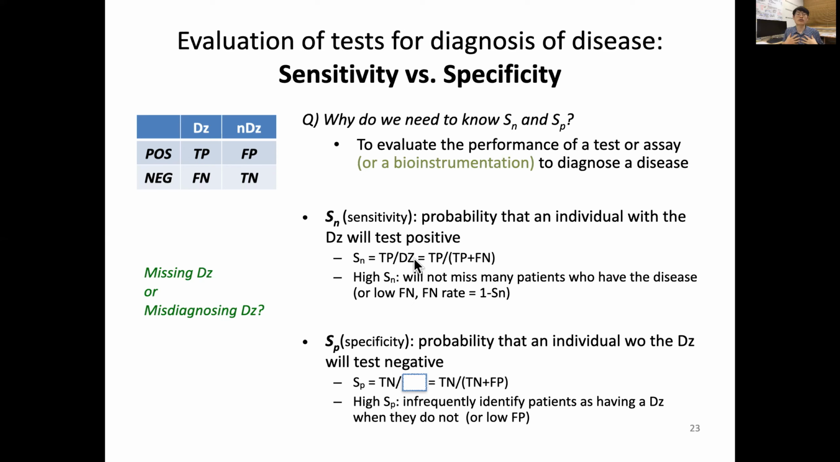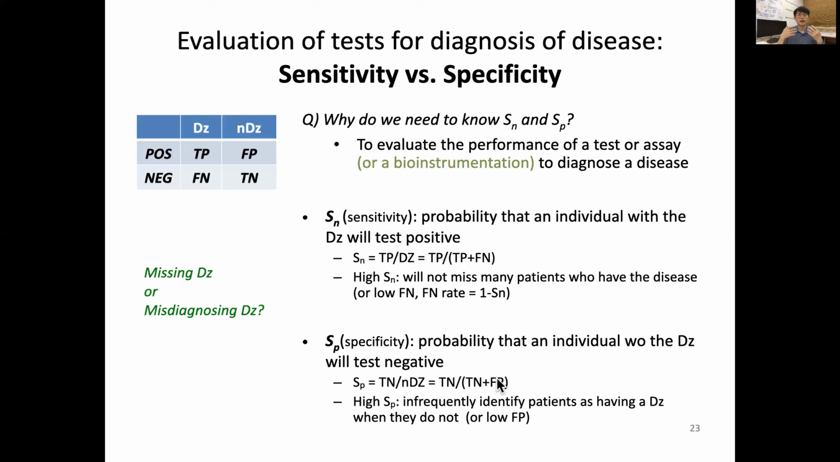Then you can think of the opposite case. I don't have a disease, I take this test, and I want a negative result. That is related to specificity. It defines the probability that an individual who does not have a disease will test negative. So no disease, out of no disease, the test will be negative. No disease is composed of true negative plus false positive.